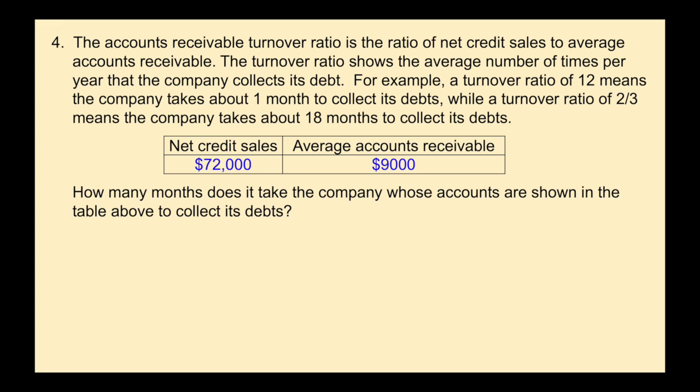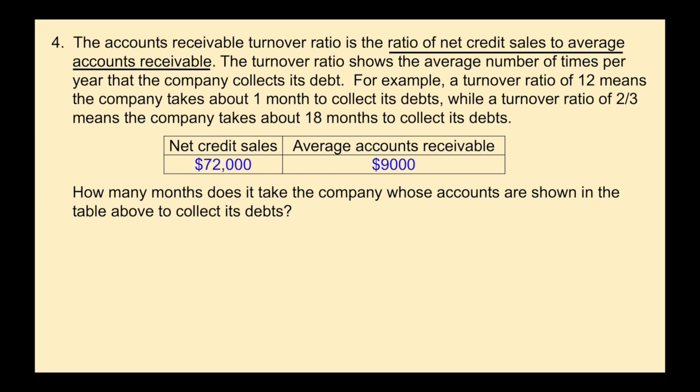For number 4, the accounts receivable turnover ratio is the ratio of net credit sales to average accounts receivable. The turnover ratio shows the average number of times per year that the company collects its debt. For example, a turnover ratio of 12 means that the company takes about 1 month to collect its debts, while a turnover ratio of 2/3 means the company takes about 18 months to collect its debts. The question here is, how many months does it take the company whose accounts are shown in the table above to collect its debts? So take a few minutes and see if you can calculate that.